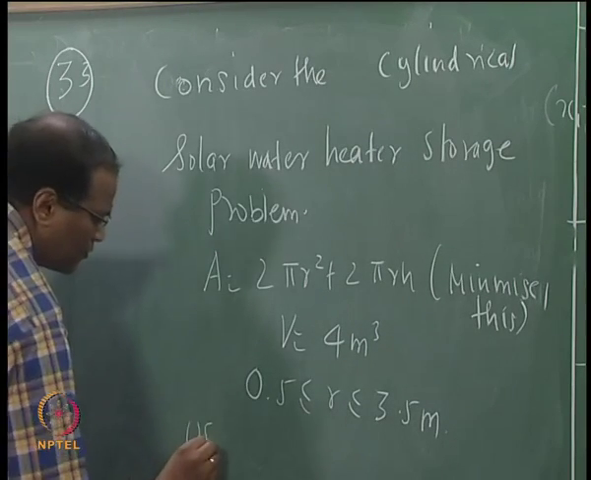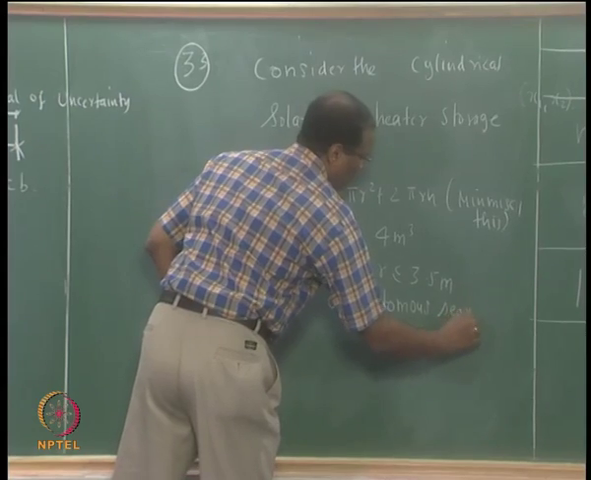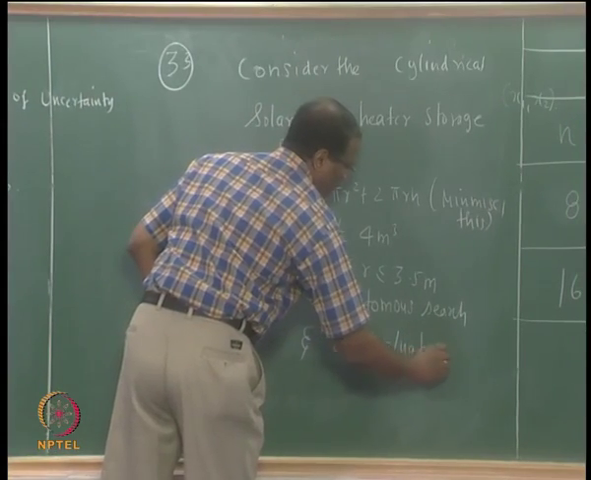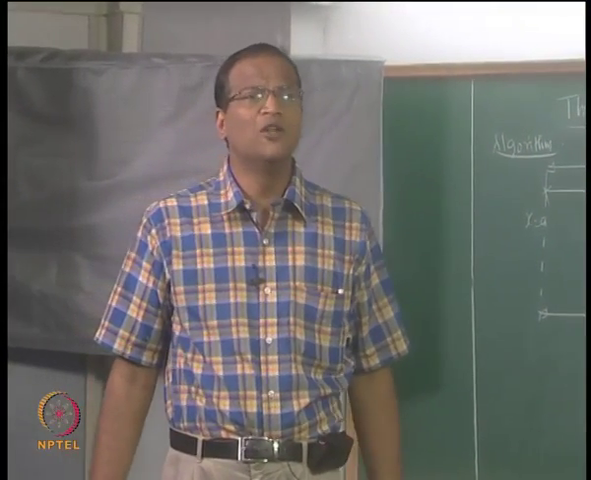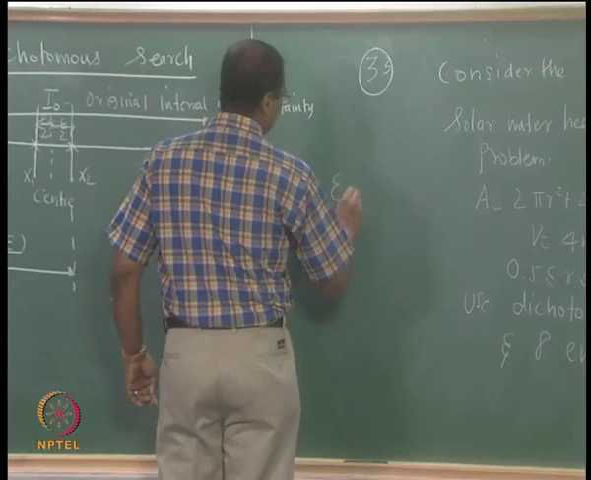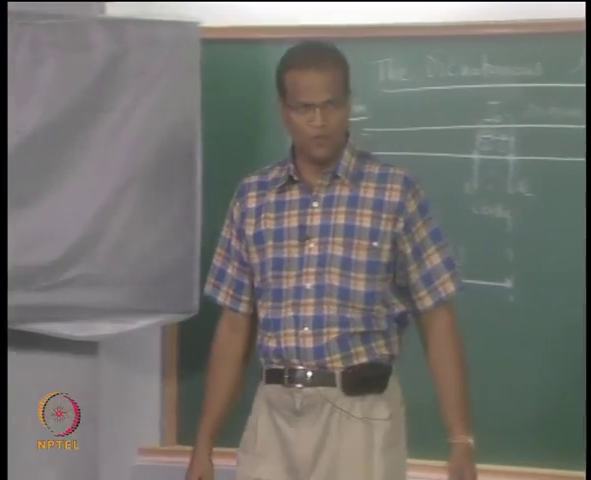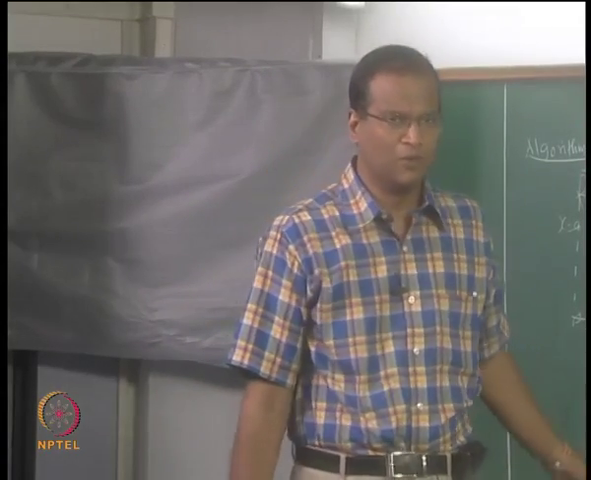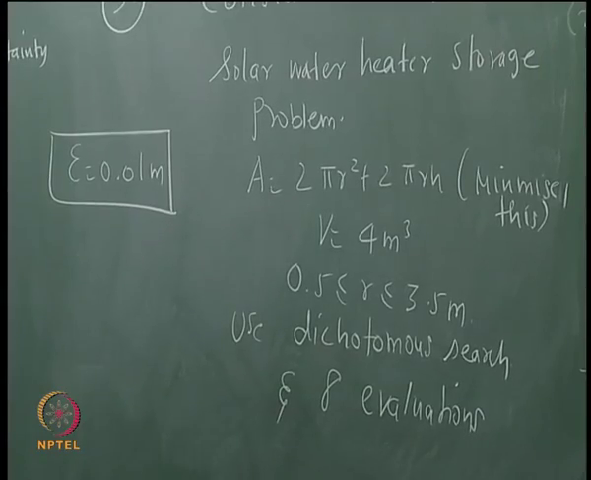Use dichotomous search and 8 evaluations. That means 8 functional evaluations, okay. All of you may take an epsilon of 0.01 meter. If somebody does not like it, you can take 0.001 also, it becomes messy if you want to work it with your calculator. If you want, you can take 0.0001, there is no problem. Do not take something higher than this, 0.1 is no good, it will bring down your reduction ratio, okay.